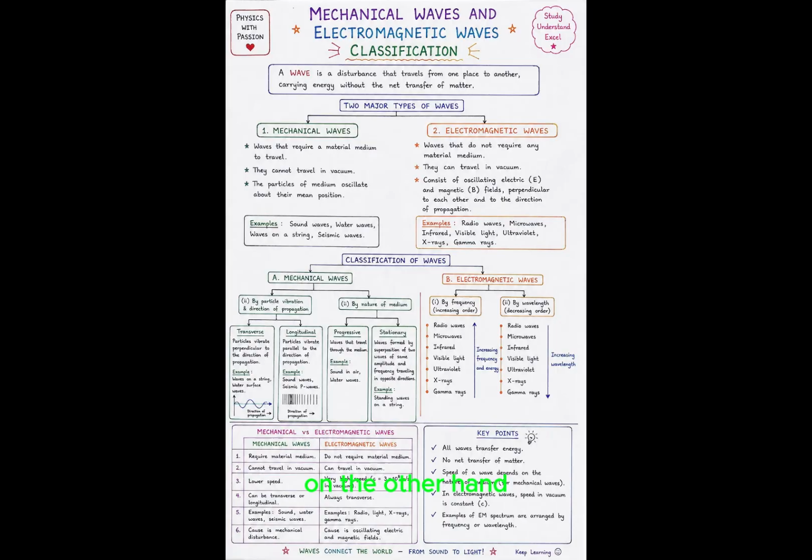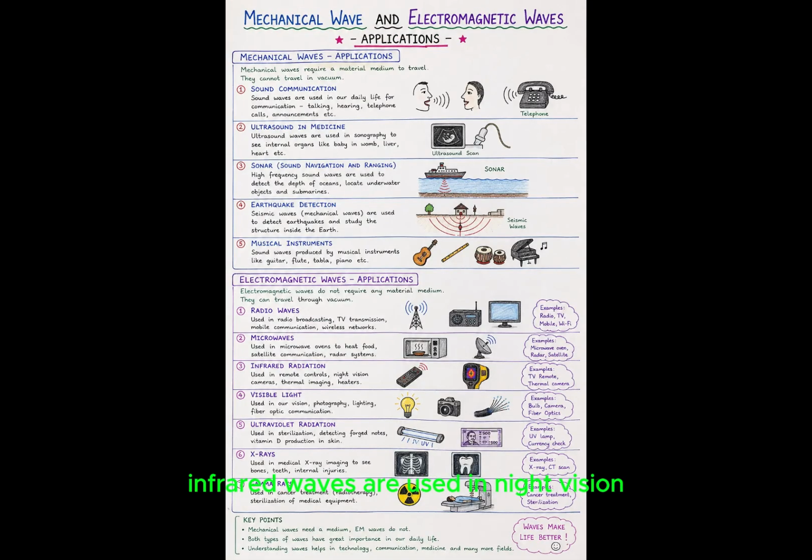On the other hand, electromagnetic waves have even broader applications in modern technology. Radio waves enable wireless communication, microwaves are used in radar and satellite systems, infrared waves are used in night vision and heating devices, visible light is essential for vision and photography, ultraviolet rays help in sterilization and detecting fake currency, X-rays are used in hospitals to detect bone fractures, and gamma rays are used in advanced medical treatments like radiotherapy.